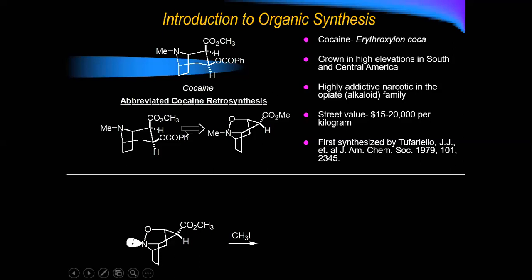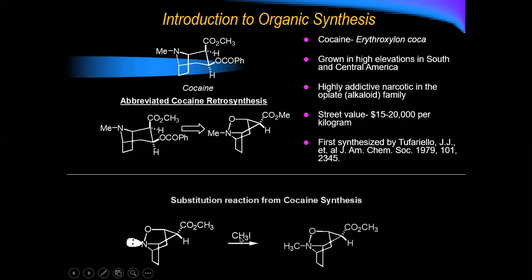All right. But how do you methylate that nitrogen? The way you methylate it is here, right? You take nitrogen, you treat it with methyl iodide, and you do a substitution. What type of substitution is that, do you think? And which one is the nucleophile and which one is the electrophile?